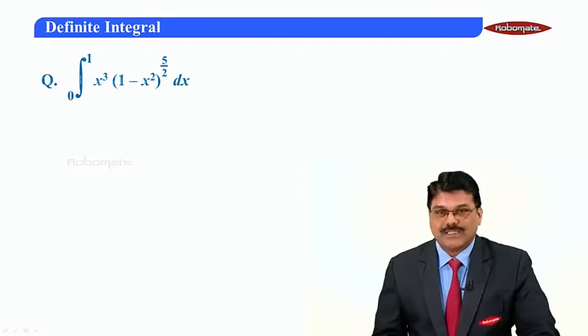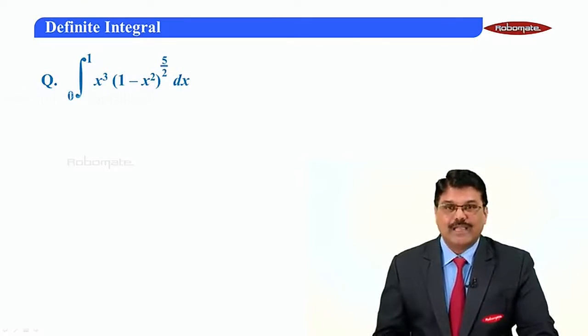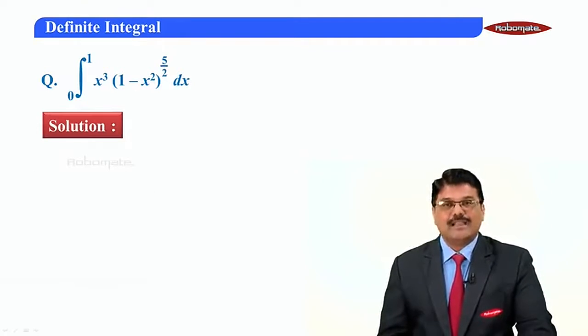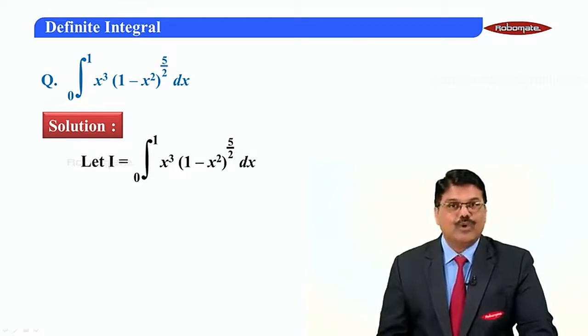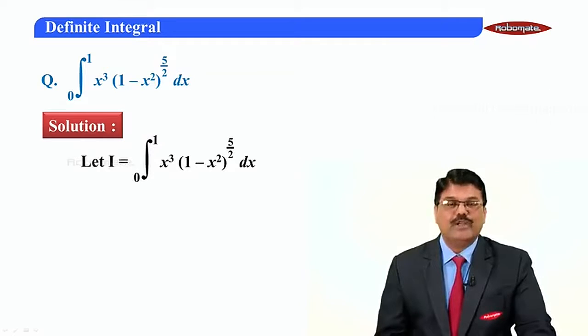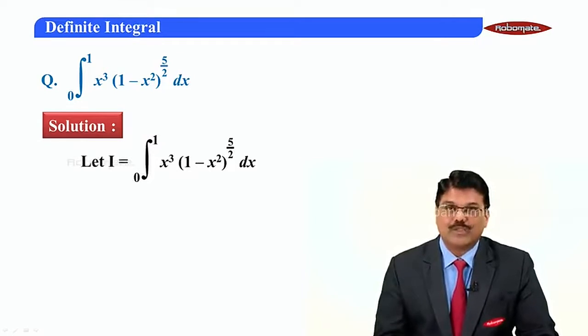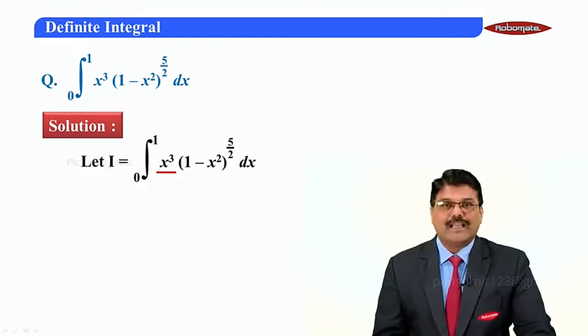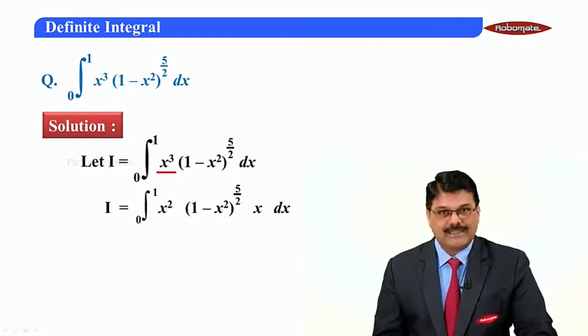This is your first question. Integration goes from 0 to 1, x cube into (1 minus x square), the whole bracket raised to 5 by 2, with respect to x. Let's see the solution. The given integral we will consider as I. It goes from 0 to 1, x cube into (1 minus x square), whole bracket raised to 5 by 2, with respect to x. This x cube, we can write as x square into x, right?